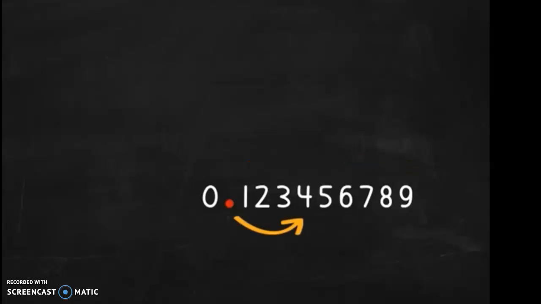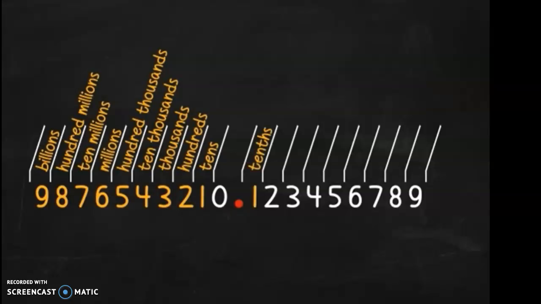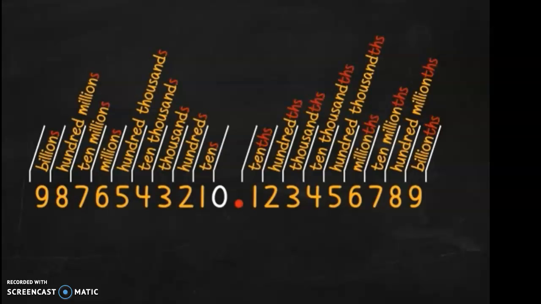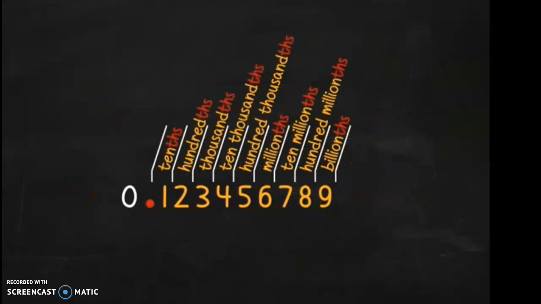Everything to the right of the decimal point is a mirror image of the numbers to the left of the decimal point, starting at the tenths place. Here's the tenths place, the hundredths place, thousandths place, 10,000ths place, 100,000ths place, millionths place, 10 millionths place, 100 millionths place, billionths place. Notice the difference in the numbers on the right and those on the left of the decimal point. The numbers to the right of the decimal point end with a th.